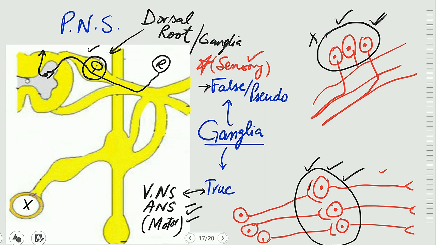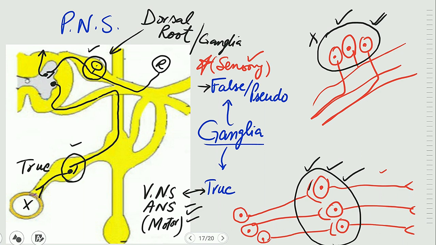The visceral nervous system is for the viscera, and for supplying the viscera we have two neurons. The first neuron is in the lateral gray horn of the spinal cord. The axon of this neuronal cell body will move out of the spinal cord, meaning it will move out of the central nervous system, and it will synapse with the second neuron. Then the second neuron will reach the target, the destination. So we will have a neuronal cell body collection here outside the central nervous system, and this collection is with synapse. And we will say that this is the true ganglia.